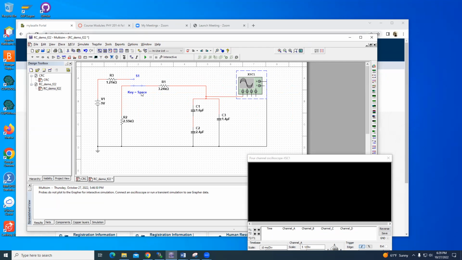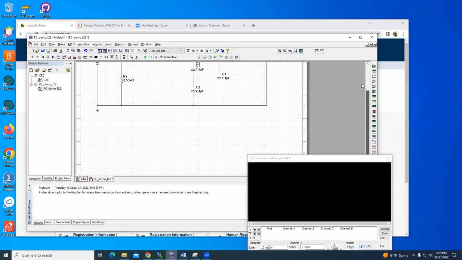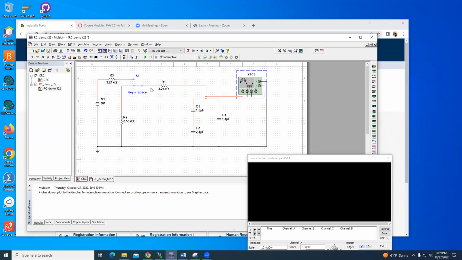I'm going to hit the space bar to connect the battery to the capacitors. And then I'm going to hit the space bar to disconnect the battery. So it should start to charge, and you will see the voltage on the oscilloscope go up. And then when I hit the space bar again, you'll see the voltage across the capacitors go back down. And then I'm going to turn it off.